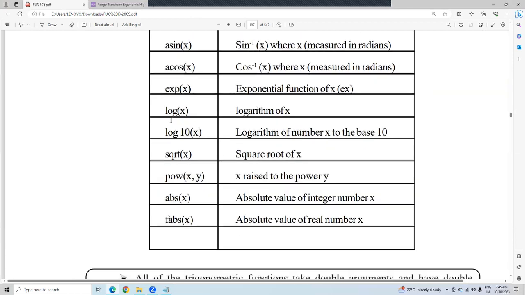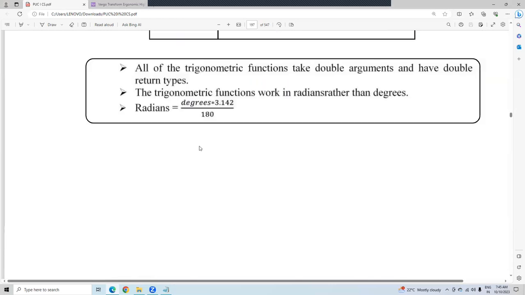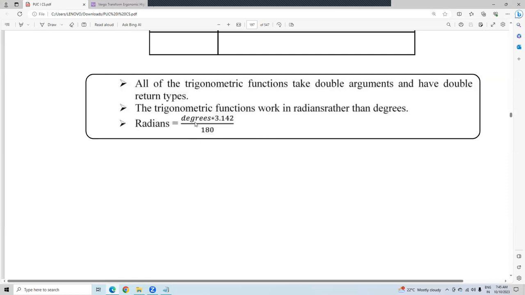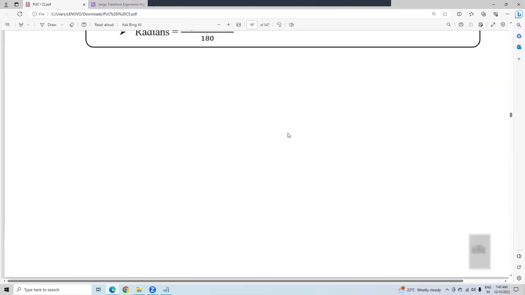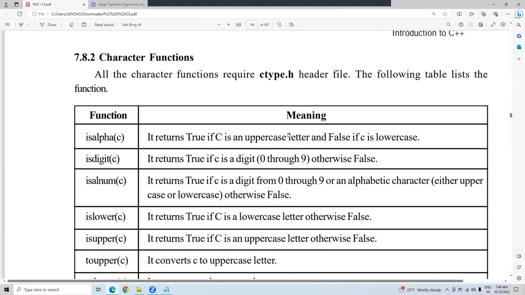Similarly, all these are there. So all of you science students, you can understand better. Commerce students, don't worry about this. If any equation requires this function, we can just use it. Okay. And here, how to convert it to radians, even that formula is given. So all of you are familiar with that.